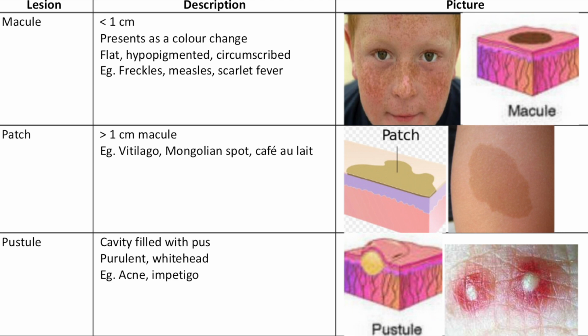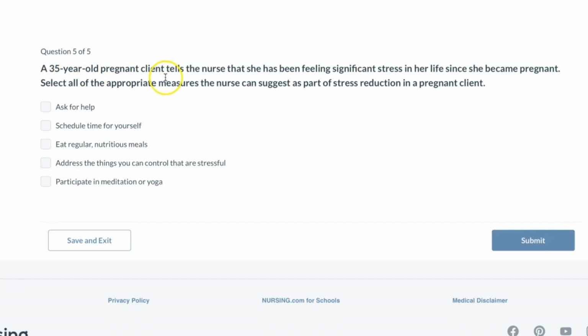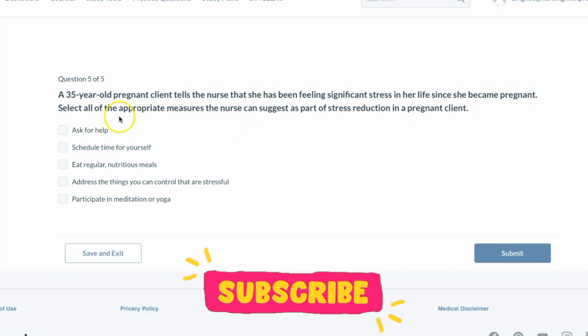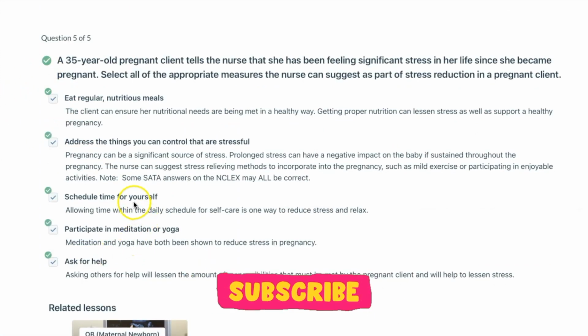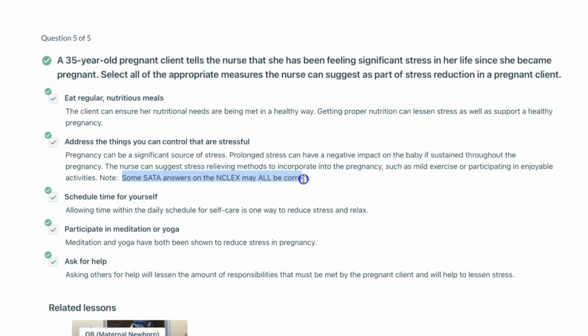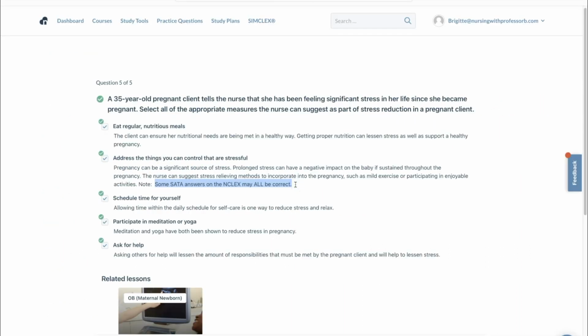It's a knowledge-based question. A 35-year-old pregnant client tells the nurse that she has been feeling significant stress in her life since she became pregnant. Select all of the appropriate measures the nurse can suggest as part of stress reduction in a pregnant client. And they were all right. So note that on some select all that apply questions, all may be correct. So don't just not pick it because you're like, oh, it's never all of them.